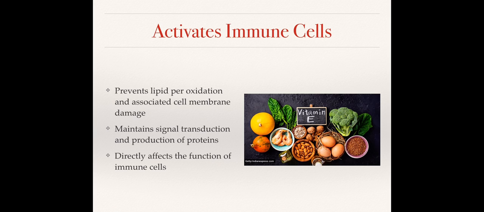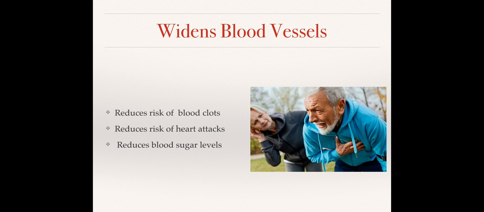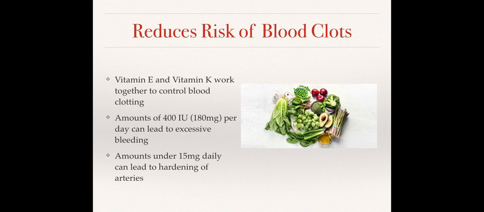Another major function of vitamin E, it helps widen blood vessels. Widening blood vessels reduces risk of blood clots, reduces risk of heart attack, and reduces blood sugar levels. Vitamin E and vitamin K work together. So we know that vitamin K helps control the blood flow. So vitamin E and K can prevent the clotting in our body.